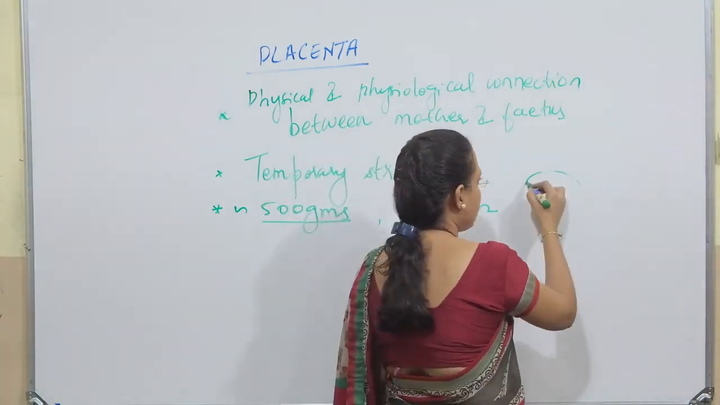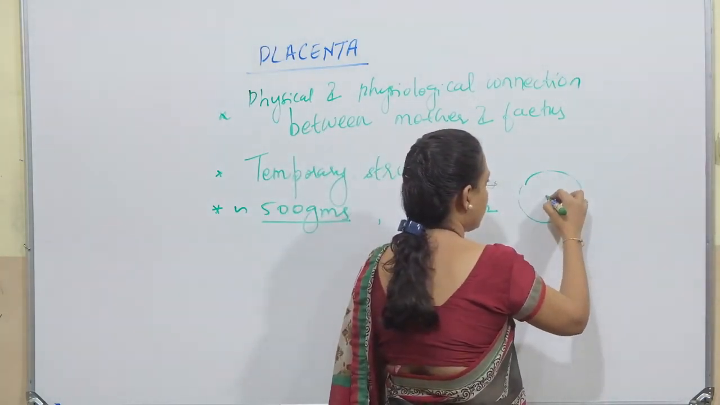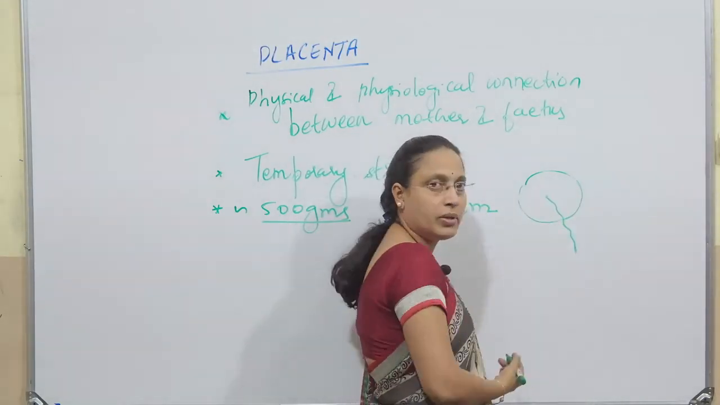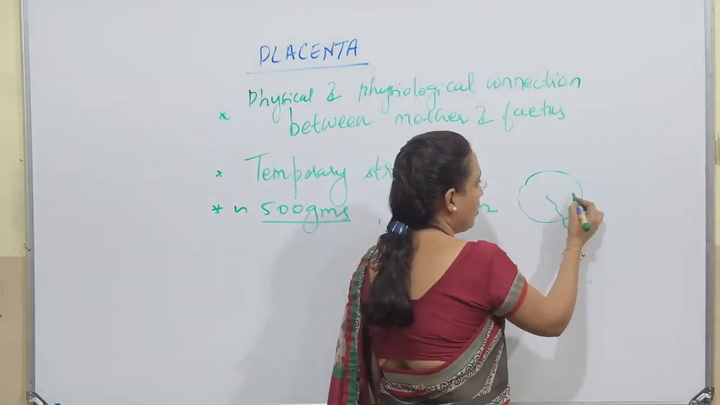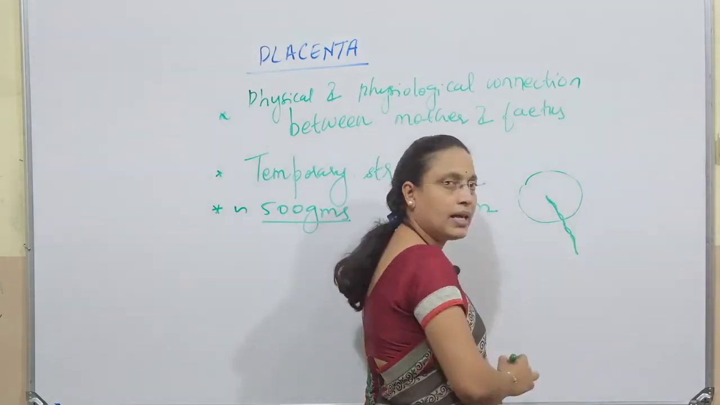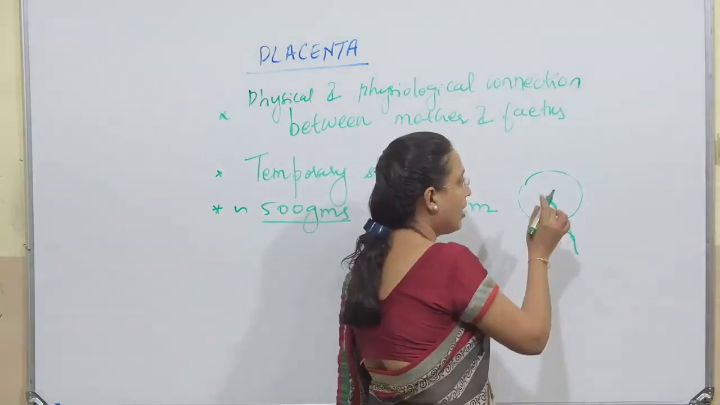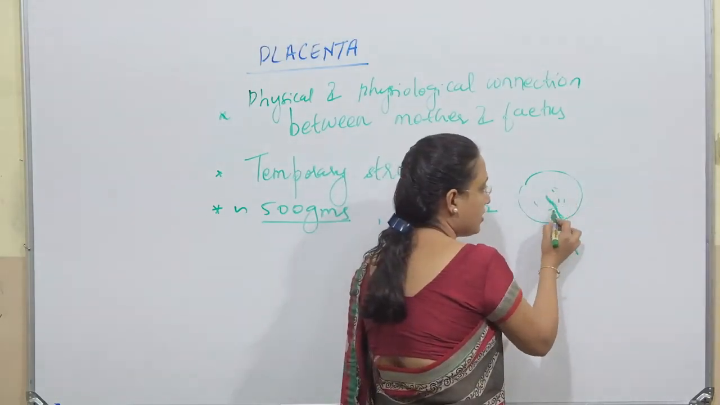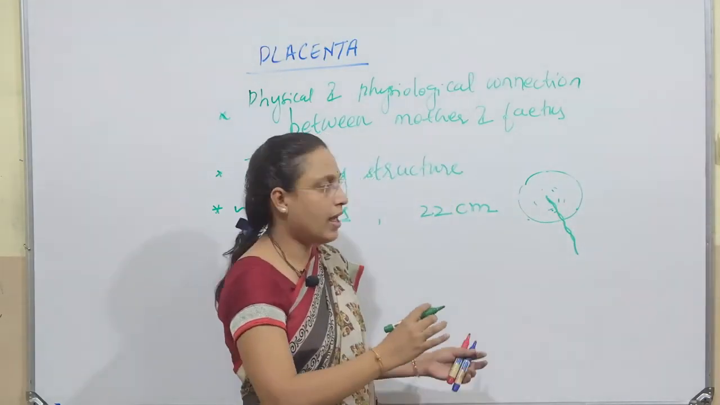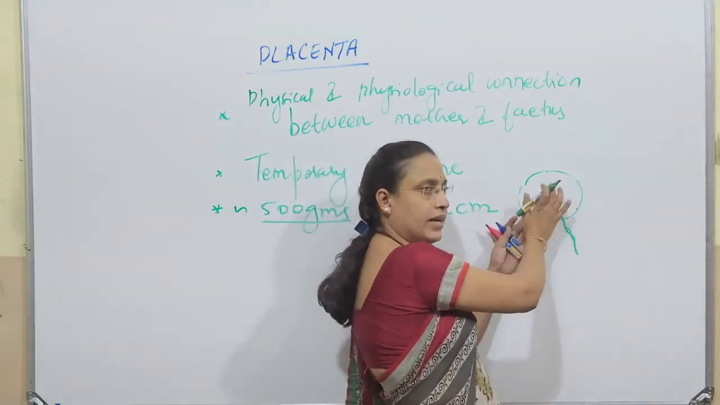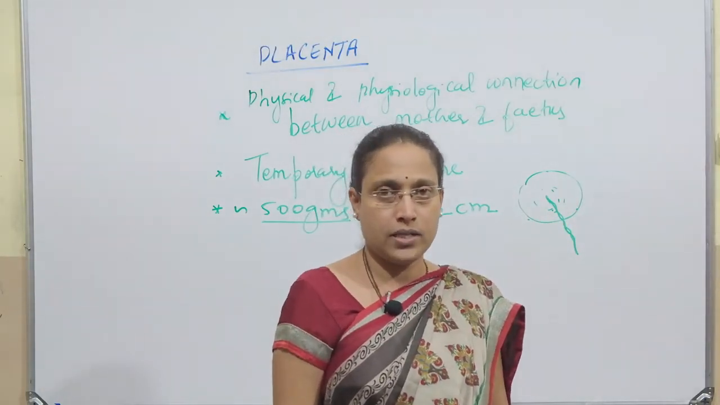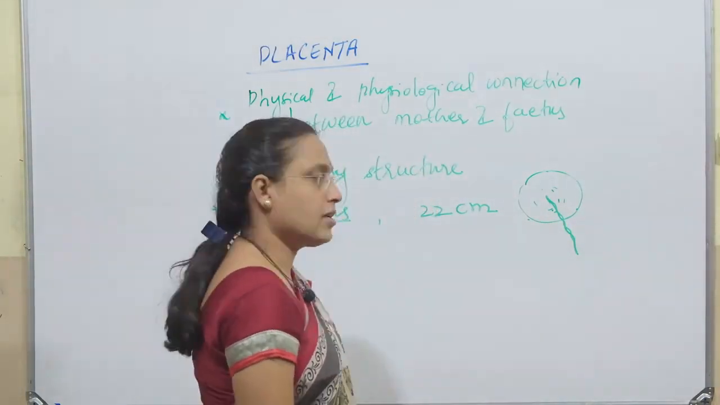Now this is the placenta, and this is the umbilical cord. This will be the fetal side. That side will be the maternal side. So this will be around 22 centimeters, and the umbilical cord. The thickness will be more at the center compared to the periphery. And therefore, it should have two parts. This part is the fetal part, and the other end will be the maternal part of the placenta.